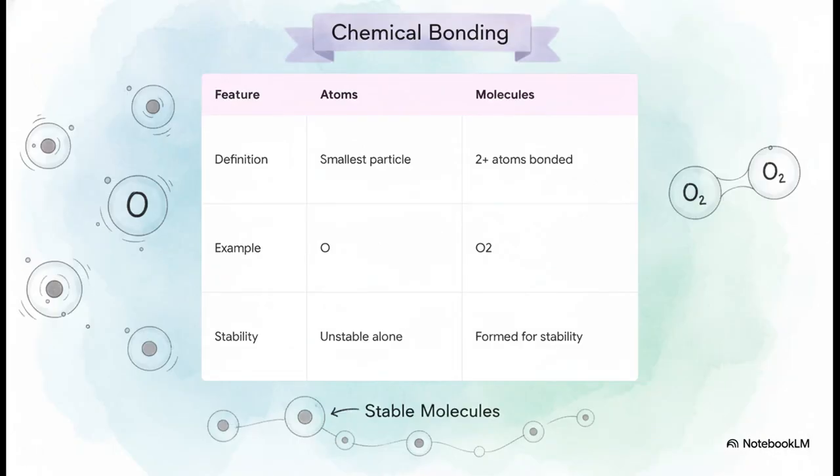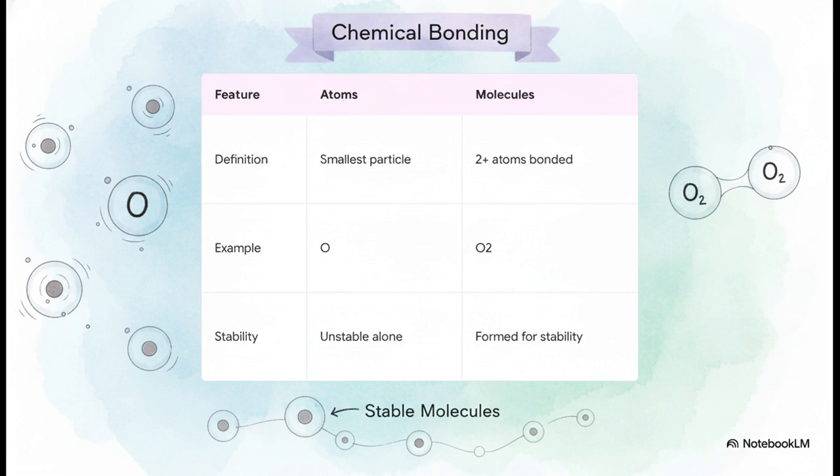Here's where it gets really interesting, though. Single atoms aren't always stable on their own. They actually want their outer electron shells to be full. So to get stable, they team up. It's kind of like finding a dance partner. When 2 or more atoms chemically bond together, they form a molecule.